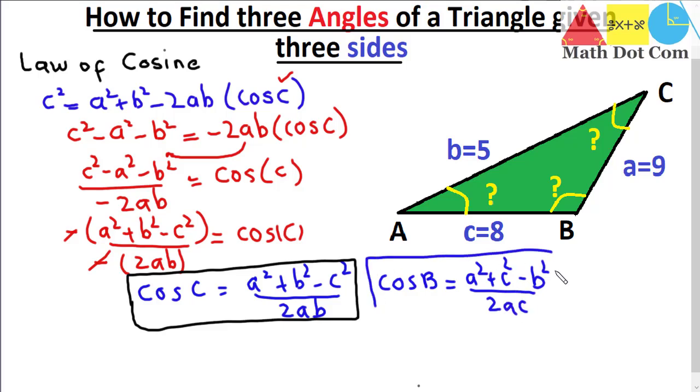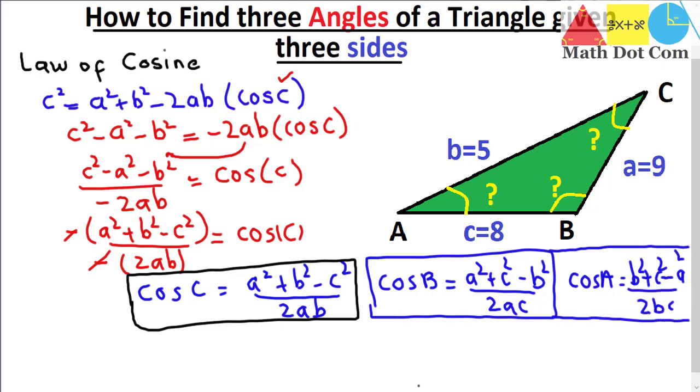This is the second formula, and the third one is cos of A equals b square plus c square minus a square divided by 2bc. So this is the third formula. If I write here, this is the first one, this is the second one, and this is the third one. Now using these three formulas, you can easily find the three angles of the given triangle.